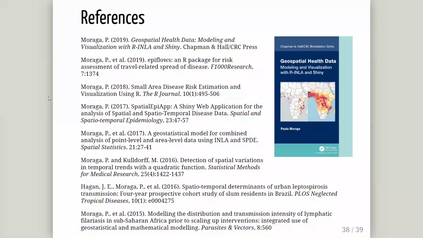So these are some references, the Geospatial Health Data book. These are some papers about statistical methods and R packages for disease surveillance. This is the paper about spatio-temporal determinants of urban leptospirosis transmission. And this is the paper about modeling lymphatic filariasis in sub-Saharan Africa. And that's it. Thank you very much.